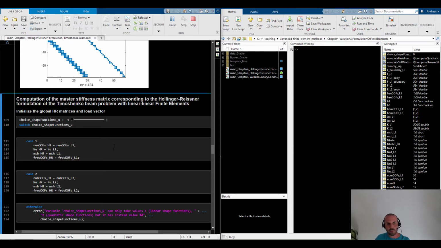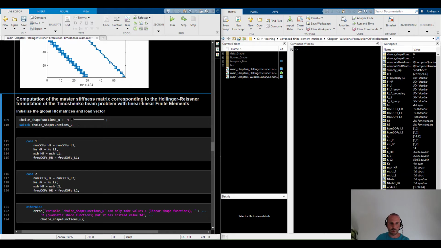So recall, please, that for the discretization of the Lagrange multipliers, we used constant functions, and for the discretization of the primal fields, the vertical deflection and the cross-sectional rotation, we use linear ones. So we have a constant linear interpolation here. It's not an equal order interpolation for the Lagrange multipliers and the primal unknowns, but rather a constant linear interpolation.